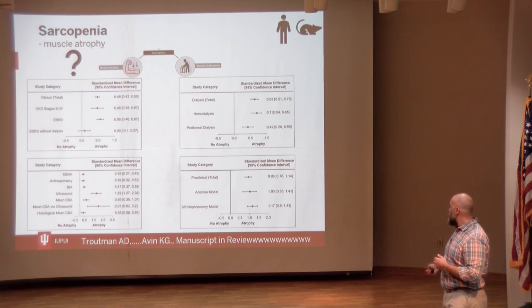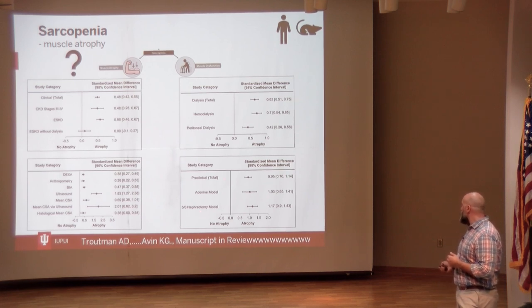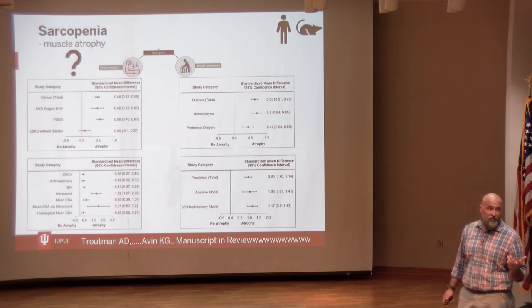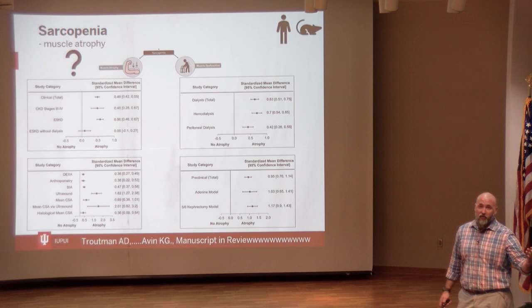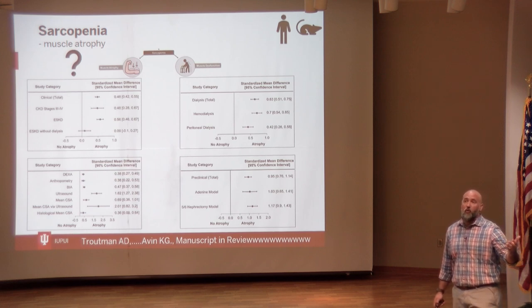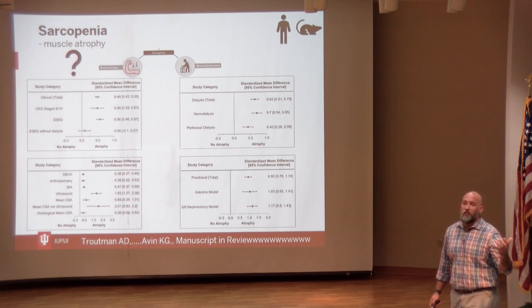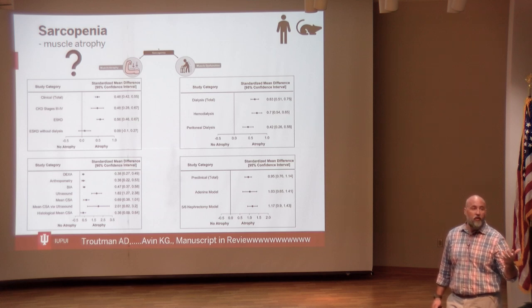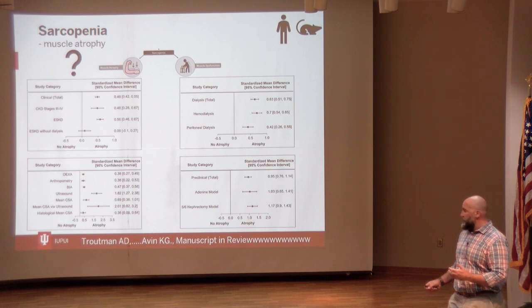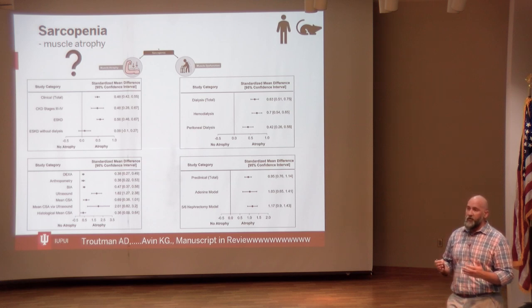When you look here in this one, these are preclinical models, and then we teased it out by adenine and 5/6 nephrectomy. So these two combined made this one. You can see the effect size of 1.0, so these are large effect sizes. So there are large effect sizes occurring in animal models that you can control better, but there are small effect sizes in clinical studies that you really aren't controlling as well. So I think atrophy is present, but its importance is minimized by some of the effects that we see here.